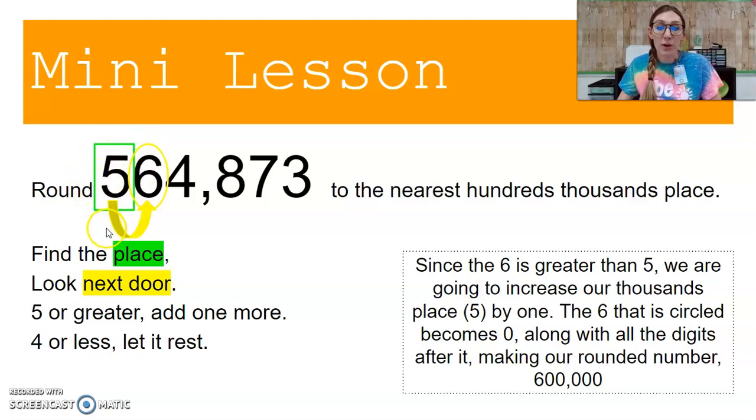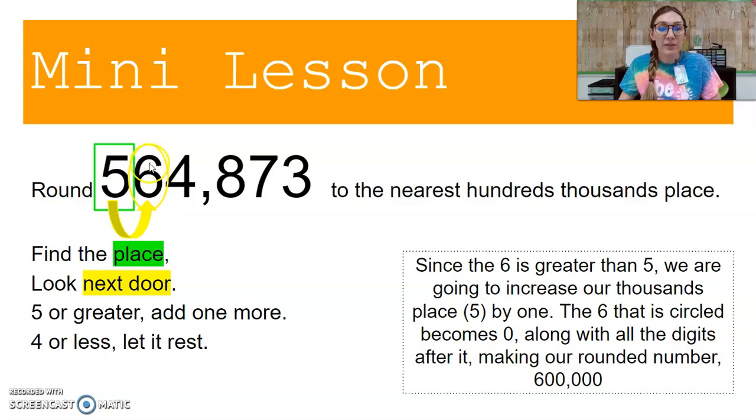Then we're going to go next door to the next place value, to the 10,000s place, and we're going to circle that number. Why are we circling that number? Because it's going to become 0. That's a clue to us that this number is supposed to be 0 when I'm done with it. So if this number is 5 or greater, we're going to add one more to the 5. If it's 4 or less, we're going to let the 5 rest.